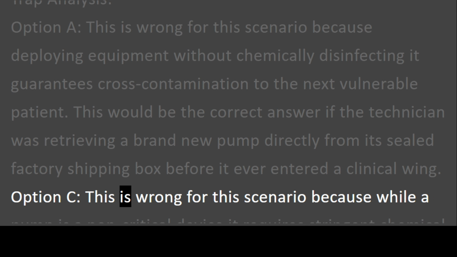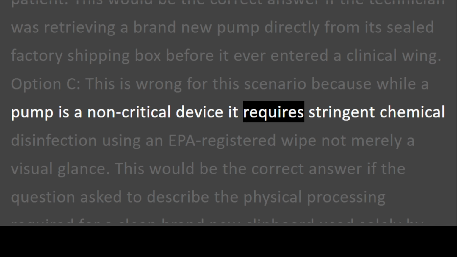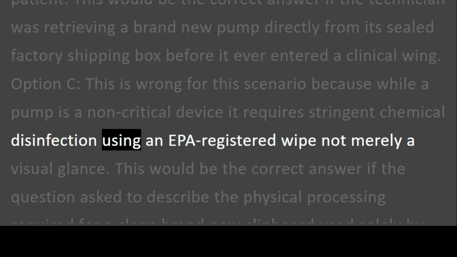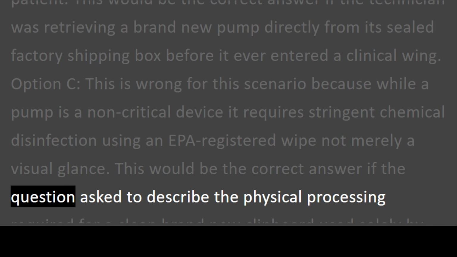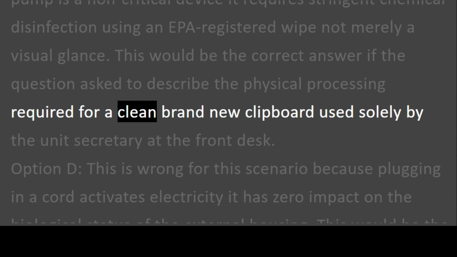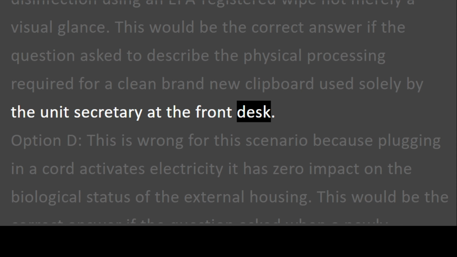Option C. This is wrong for this scenario because while a pump is a non-critical device, it requires stringent chemical disinfection using an EPA-registered wipe, not merely a visual glance. This would be the correct answer if the question asked to describe the physical processing required for a clean brand new clipboard used solely by the unit secretary at the front desk.